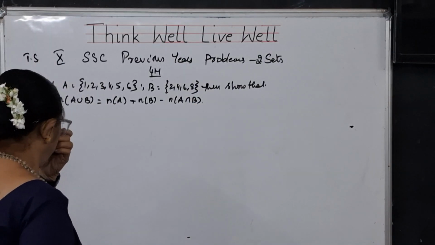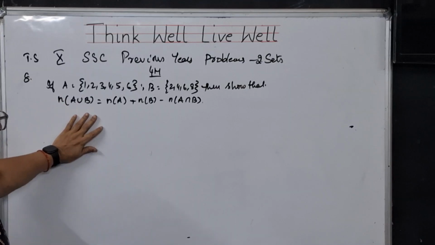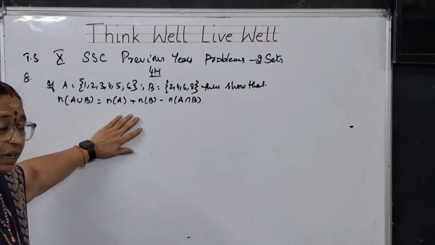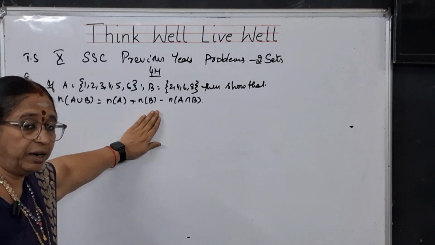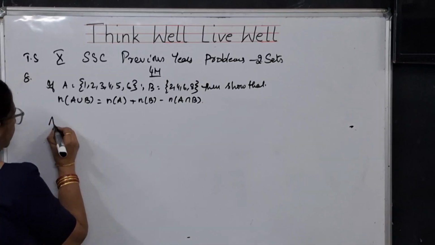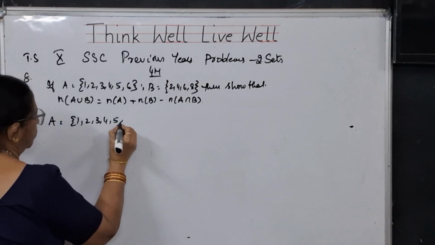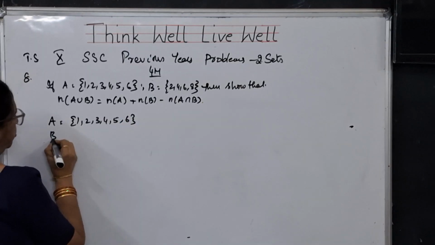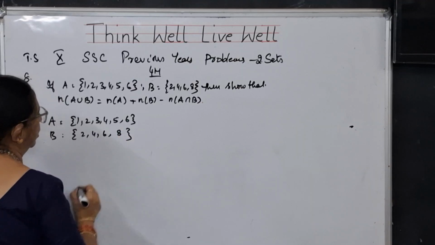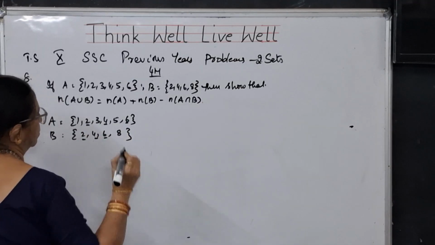This is actually a very important property, children. n of A union B, the number of elements in A union B, is equal to the number of elements in set A plus the number of elements in set B, and from that if you subtract the number of elements in A intersection B, you will get the answer. So what is set A? 1, 2, 3, 4, 5, 6. Set B is 2, 4, 6, 8. So let me first underline the common ones. 2 is there, 4 is there, 6 is there, common.